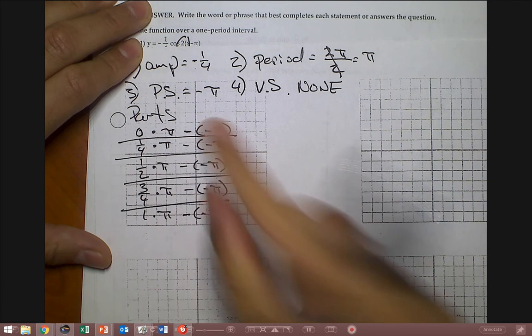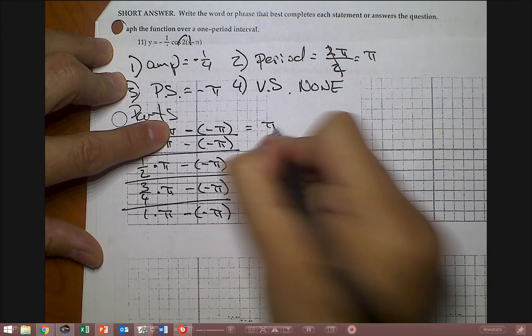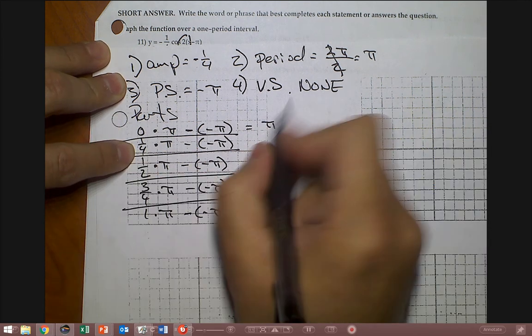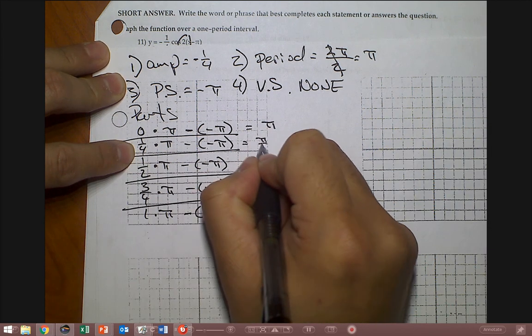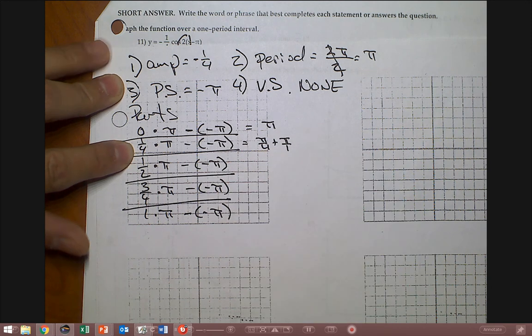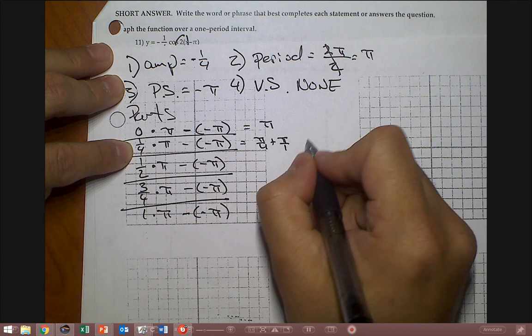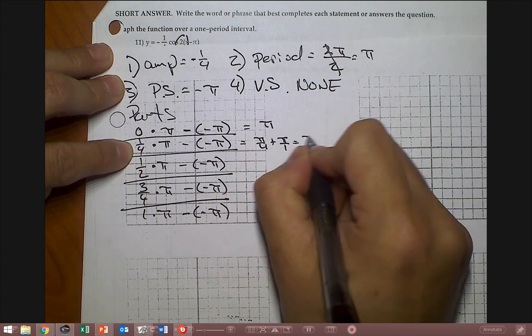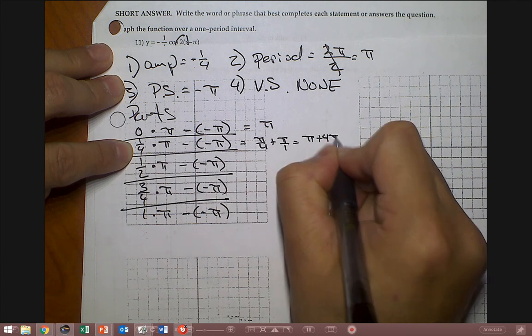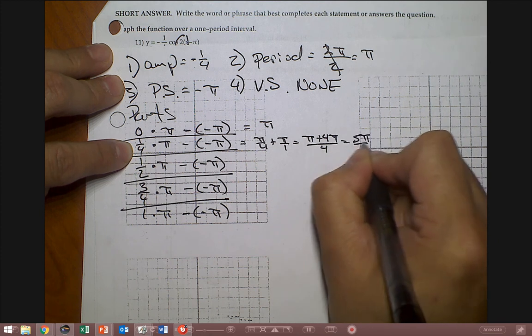Do the math. So 0 times pi is 0, so it gives me pi. So I have pi over 4 plus pi over 1. You guys see why I did pi over 1? So I could do the little trick with the cross. So if I'm going to add those, so it's going to be pi plus 4 pi over 4, which is 5 pi over 4.